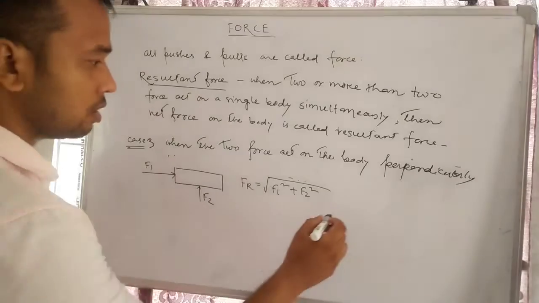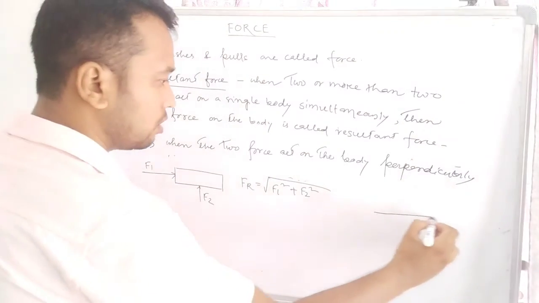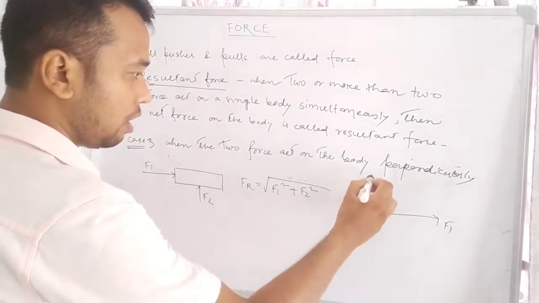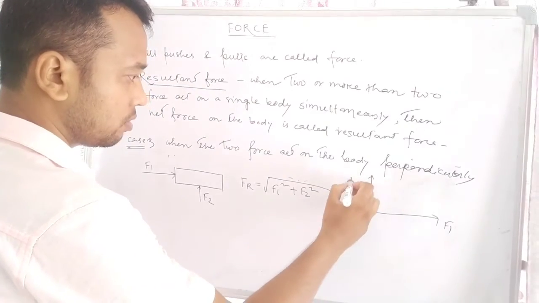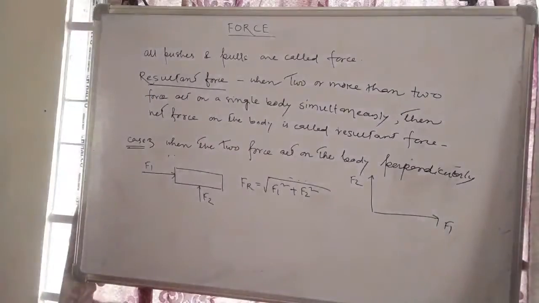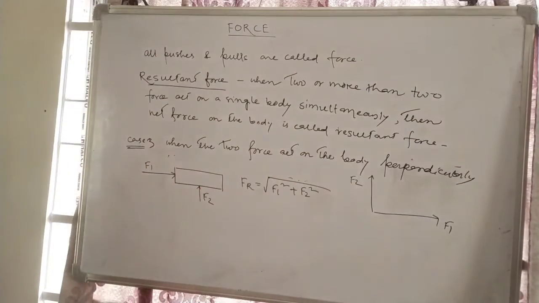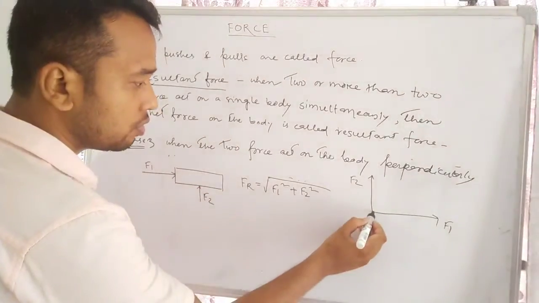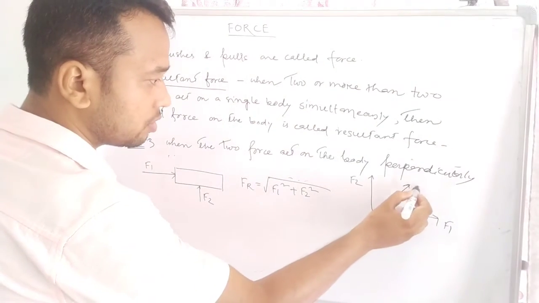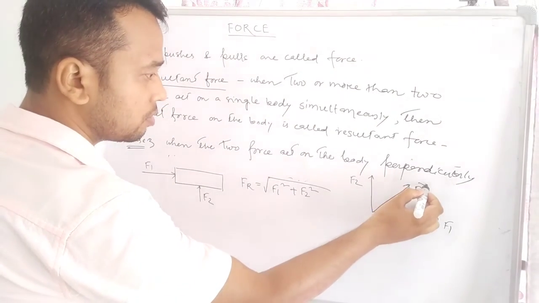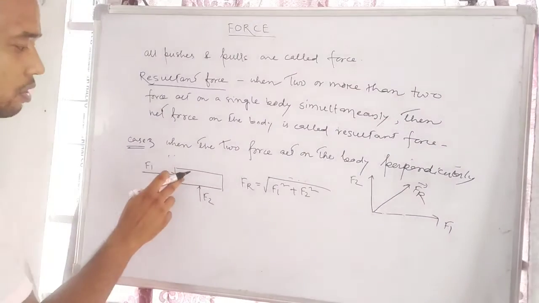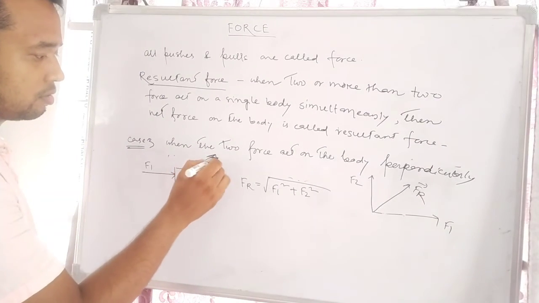See, F1 is along this way, F2 is along this way. So this is the direction of F1 and this is the direction of F2. Then the resultant force will be along this direction. So here the object will move along this way.